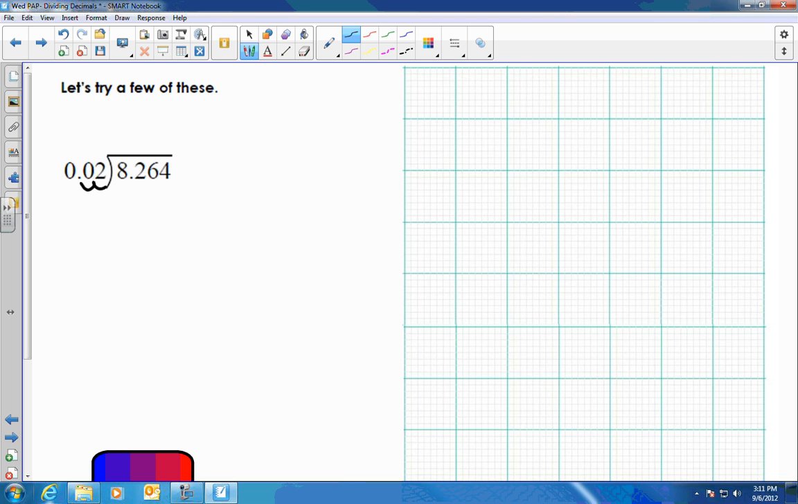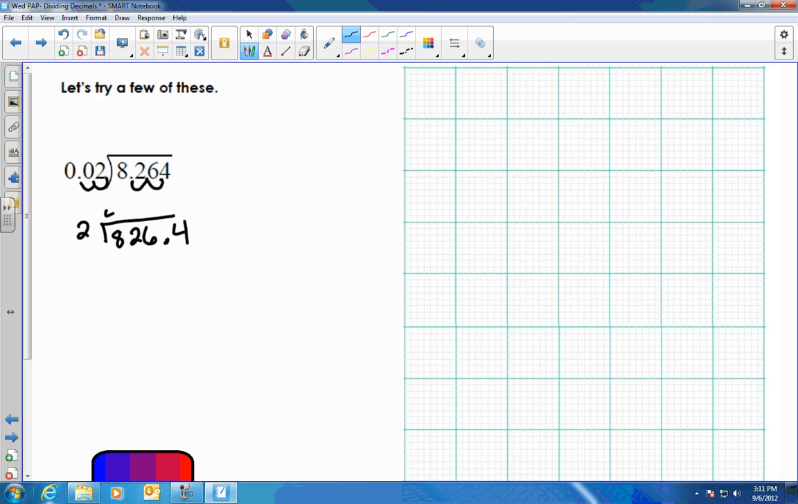So I'm going to move it once, twice, which means I also have to move this once, twice. I don't like looking at my problems like this, so I always rewrite them. That's now a 2, 8, 2, 6, and my decimal is now between my 4. Now this is exactly what we did earlier.